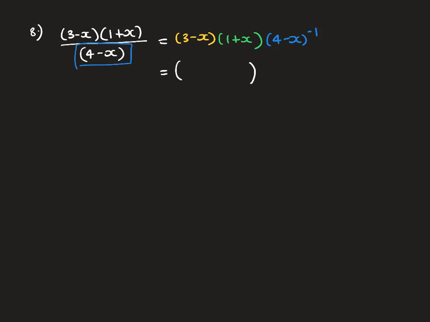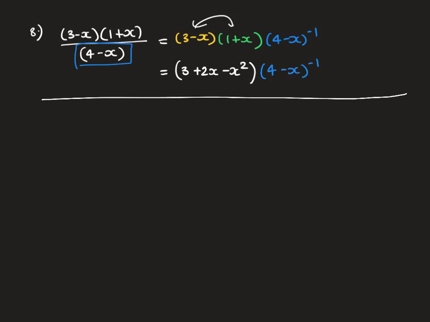Now, here's what I'm going to do. I'm going to expand these two brackets together. So that will give me 3 plus 2x minus x squared. And then we're going to multiply by 4 minus x to the negative 1. But of course, we first of all need to expand 4 minus x to the negative 1 using our binomial expansion.